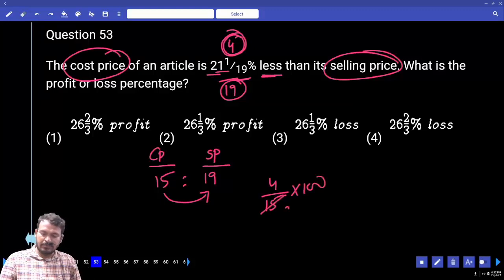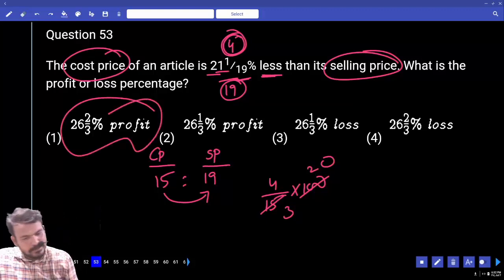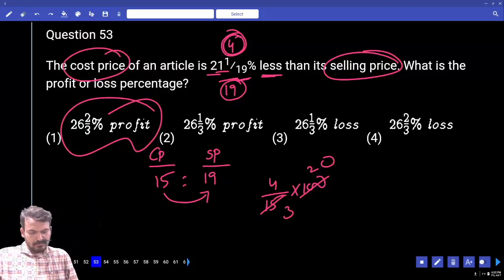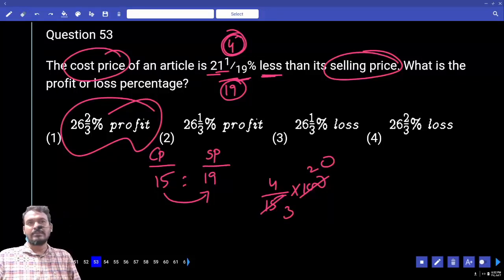5 3 times 5, 20 times. That is 80 by 3. 80 by 3 means 26 2 by 3%. Profit or loss? Profit. Or use the inversely proportional method, and we get the same answer. The fraction less is 4 by 19 less. More value is 4 by 15. Less value 4 by 19 means more value 4 by 19 minus 4. 4 by 19 minus 4 gives 4 by 15 multiplied by 100.